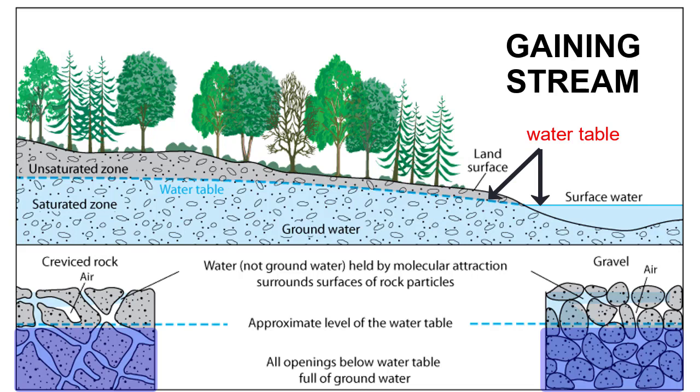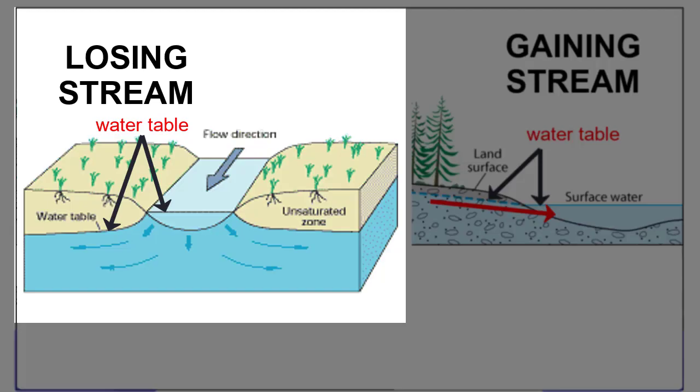When the water table is higher than a river, groundwater will flow into the river. We call that a gaining stream. When the water table is lower than the top of the river, then water from the river will soak into the ground and move into the aquifer. We call that a losing stream.